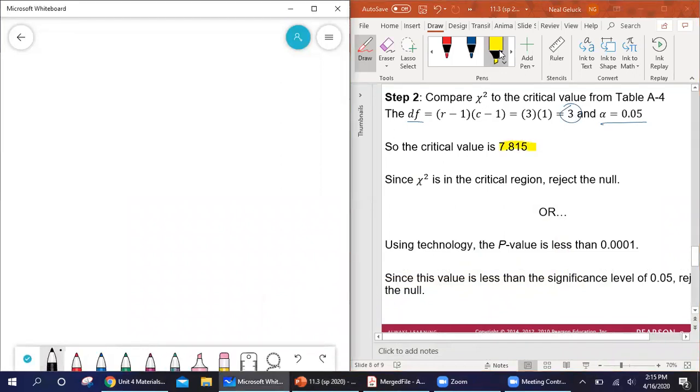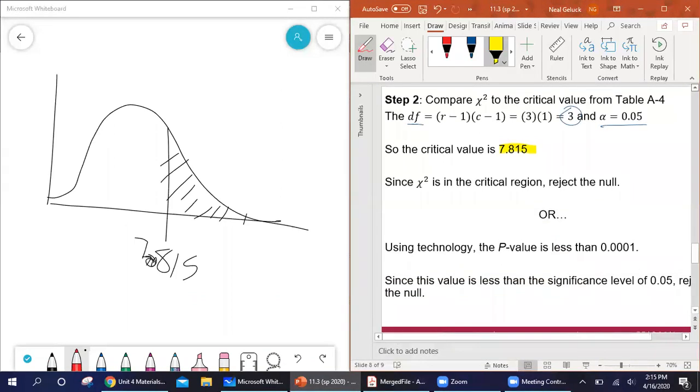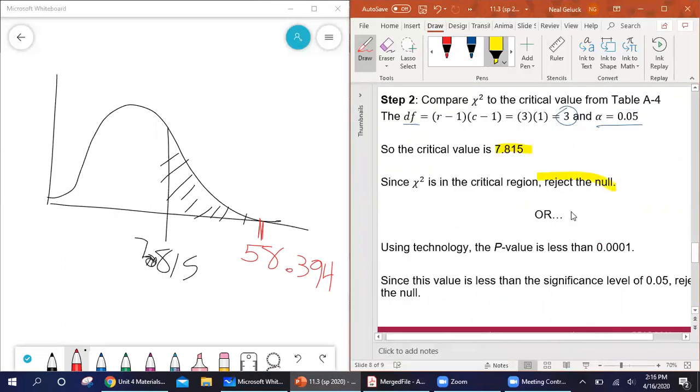So if I think of this graphically, my critical value, the number that separates normal from weird, was 7.815. Anything beyond that is weird. Remember that I got a chi-square that is massive. So my test statistic is way the heck over here in the critical region, for sure. Super, super far over. So that is very weird. Weird means reject. So we reject the null.